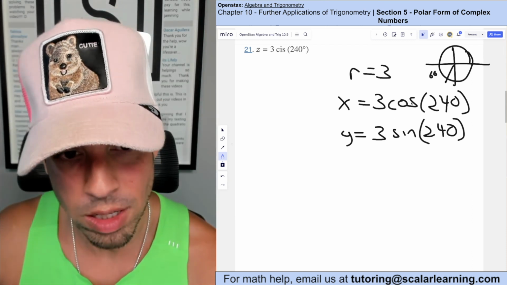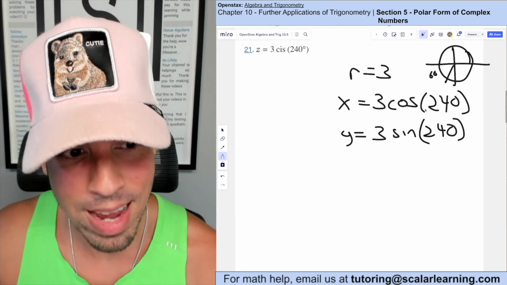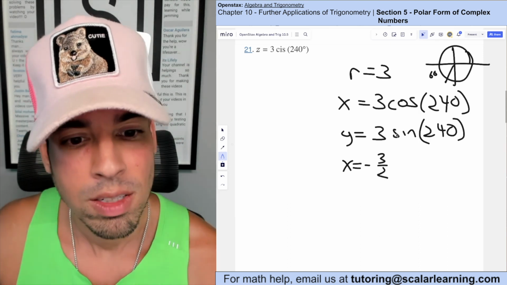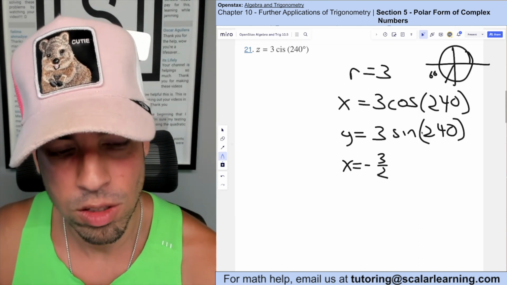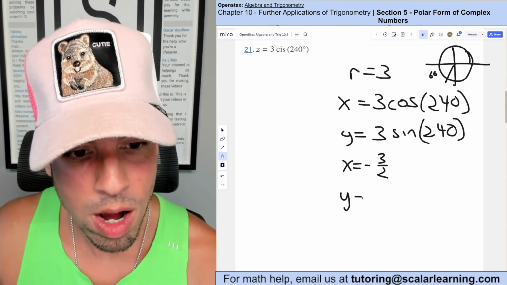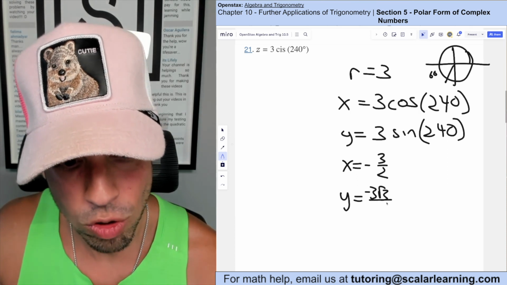So what is cosine of 60? Cosine of 60 is 1/2. In the third quadrant, that's negative 1/2. So x is negative 3/2. Sine of 60 is rad 3 over 2. But again, we're in quadrant 3, so it's negative. So y equals 3 times negative rad 3 over 2. So there's my y value.